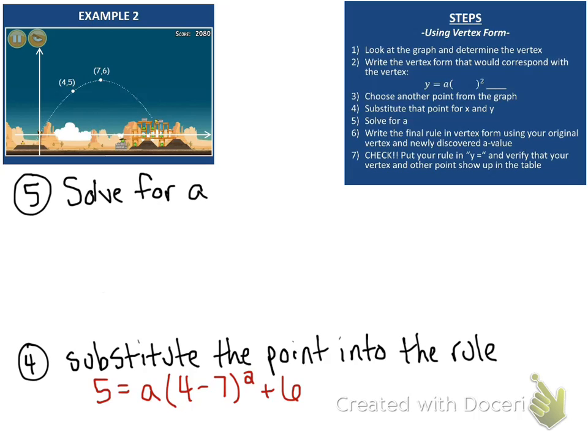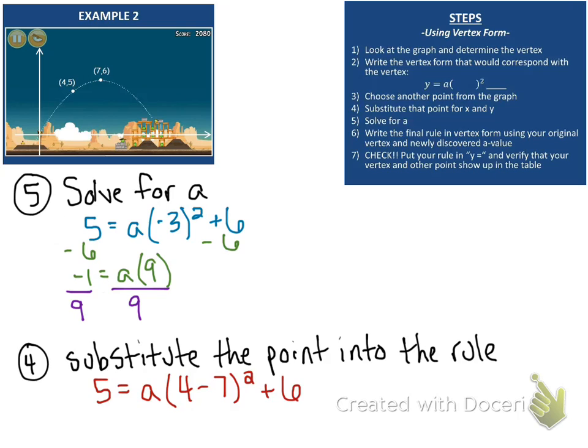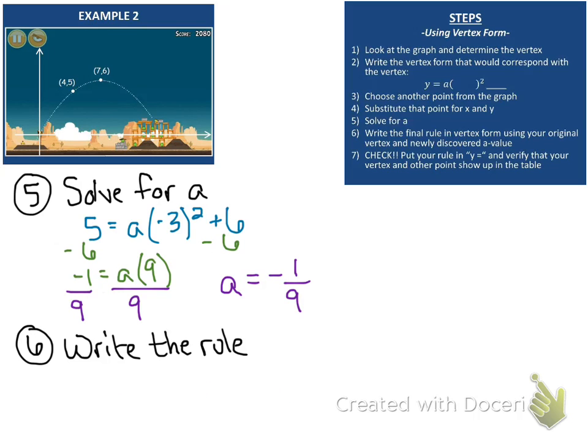I'll use that equation now to solve for a. I'll go ahead and put together the number in the parentheses. 4 minus 7 gives me -3. Next, I'll subtract 6 from both sides. And I'll also square the -3, which gives me +9 as a result. Last step would be to divide both sides by 9. And so the final answer for my a value is -1/9. Now I can go ahead and write the rule using that a value that I just found. y equals -1/9 times (x minus 7) squared plus 6.